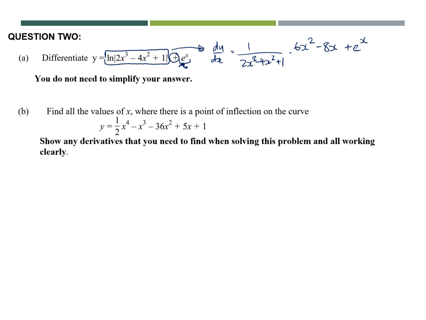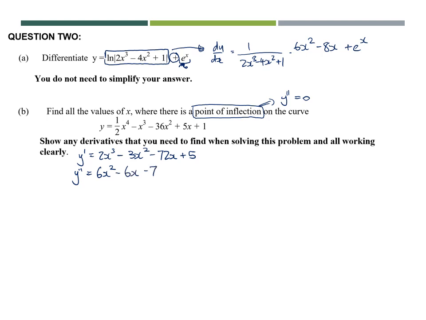Find all the values where there is a point of inflection. So the point of inflection is where the second derivative is equal to 0. So I can differentiate once and get half times 4, 2x to the power of 3 minus 3x squared minus 72x plus 5. Second derivative I need to know, so I have to differentiate a second time. 6x squared minus 6x minus 72.